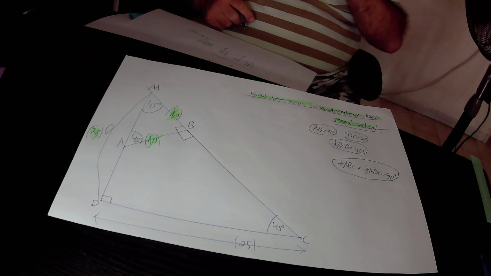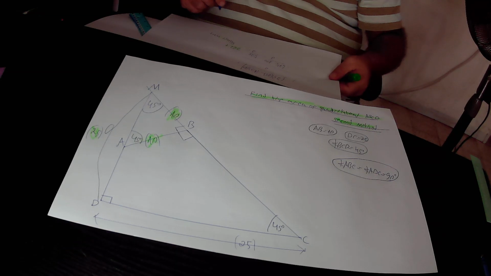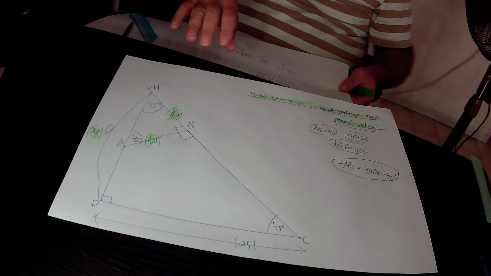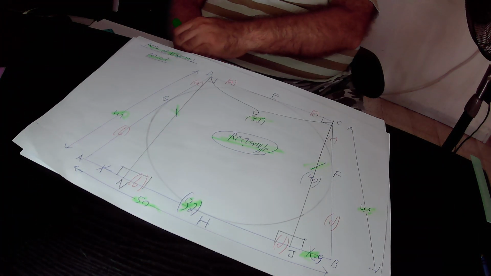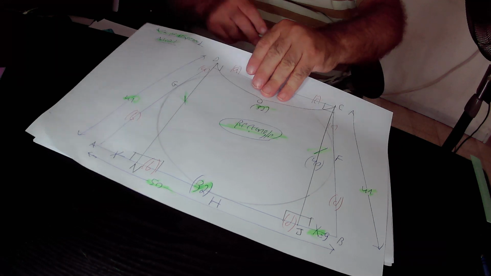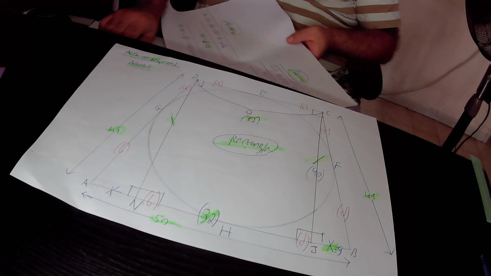In the next lecture, we'll start with the first question, of course. Our task in the first question is to find the area of this trapezoid ABCD.